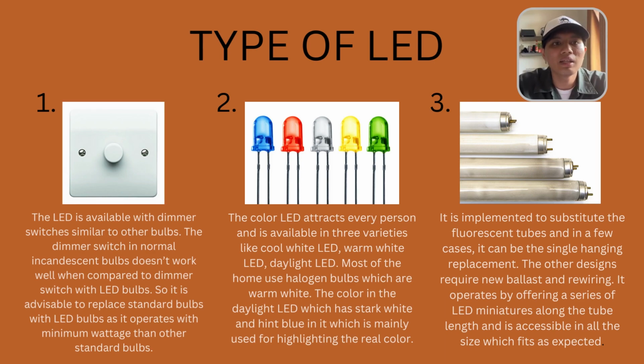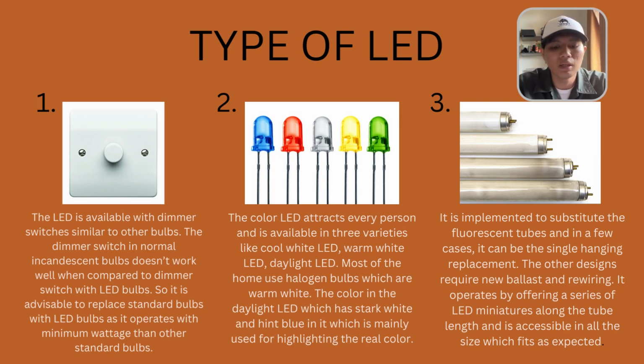Number 2 is the color LED. The color LED attracts every person and is available in 3 varieties: cool white LED, warm white LED, and daylight LED. Most homes use halogen bulbs, which are warm white. The daylight LED has a dark white color with a hint of blue in it, which is mainly used for highlighting the real color.